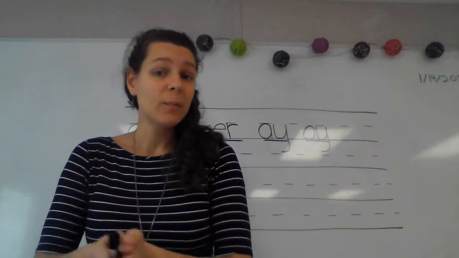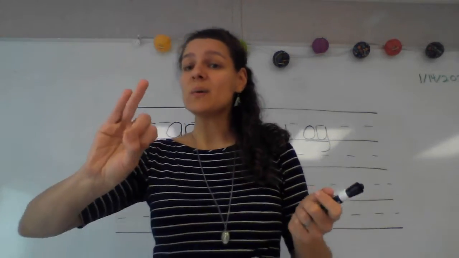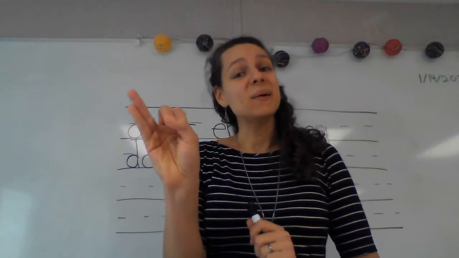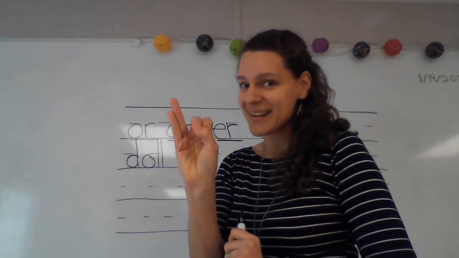What's the second syllable in color? Good, the second syllable is or. We can't take that sound any further apart. You know what to write to make the or sound. There's only one thing we can write to make the or sound.